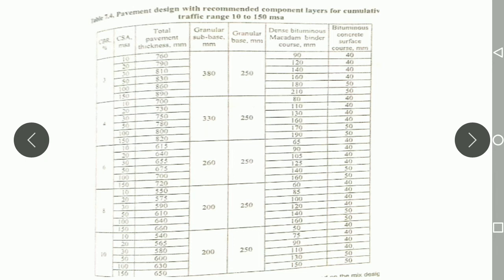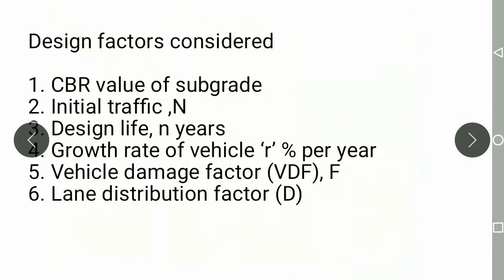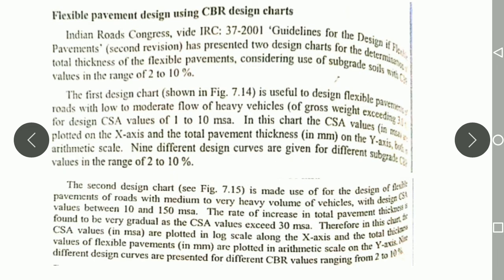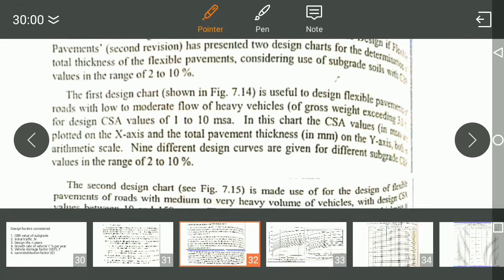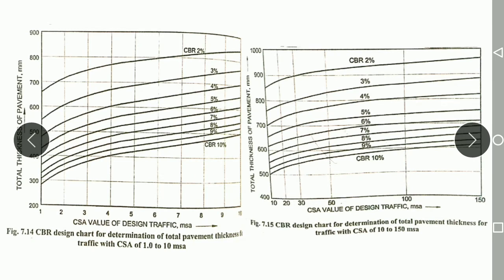What are the parameters we use for designing this flexible pavement? I will just recall it once. First, the design parameters. For the lane distribution factor, the IRC recommendation is there. Otherwise you have to remember these values for 2-lane traffic, 4-lane traffic, divided and undivided carriageways. We have different values. Now for the flexible pavement, we have two charts based on the cumulative standard axle values: if it is between 1 to 10, and if it is between 10 to 150, then we have two charts to find out the thickness.